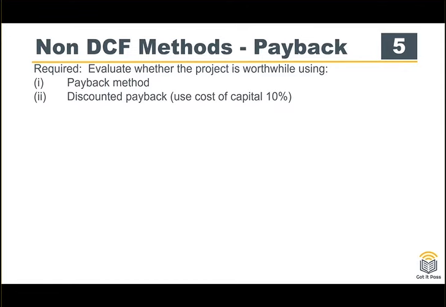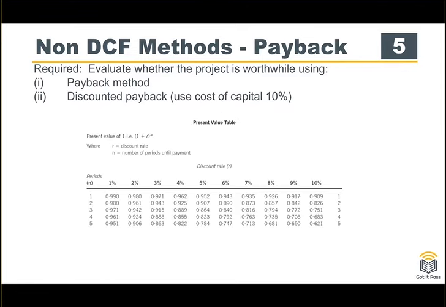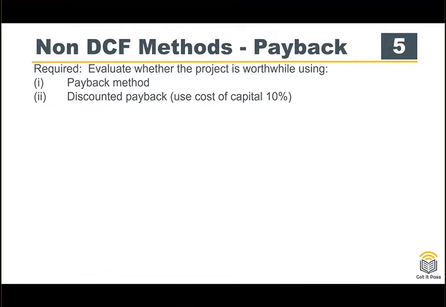So for discount payback, let me check the table. Here's the discount table. Because the cost of capital rate is 10%, we use 10% for 5 years. We get first year 0.909, then 0.826, 0.751, 0.683, and the last year is 0.621. Remember these figures, then we go to the calculation.